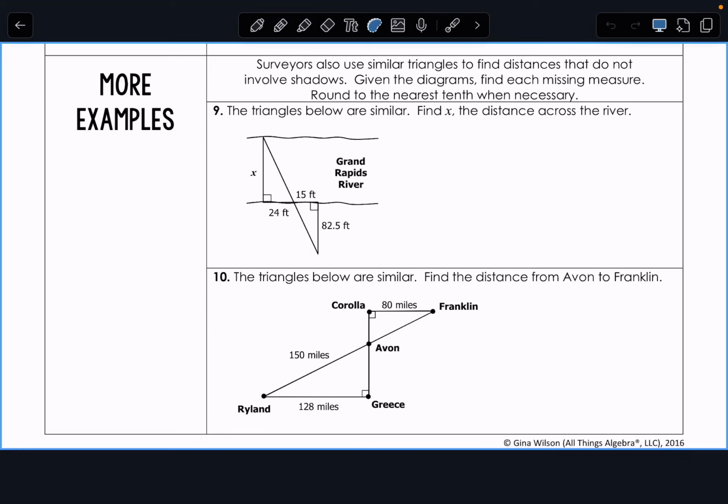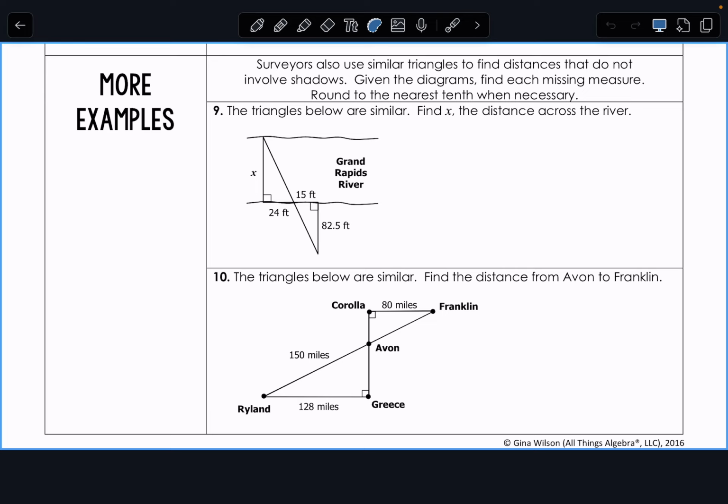often is, when am I ever going to use this? Right? Okay. Similar figures is something that is really important for a lot of different things. Now, maybe you don't feel like the shadow problems are enough of an application for you to grasp a hold of when will we use this. But the problems that we're going to look at today are surveyor problems.